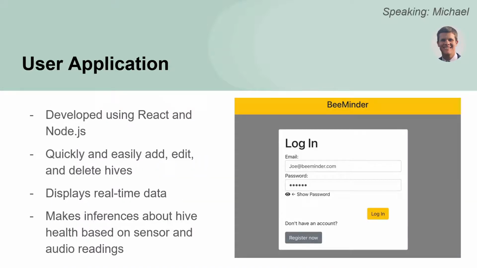Finally, we have our user application, which was developed using React and Node.js. Beekeepers will use this application to easily monitor the status of their hives all in one place. In the app, users can quickly and easily add, edit, and delete their hives, as well as view real-time data and the inferences about the hive health the Beeminder system makes based on sensor and audio readings. The app's login page is shown on the right. The database handles user authentication on the back end, which allows for users to only see the hives associated with their account and no one else's.